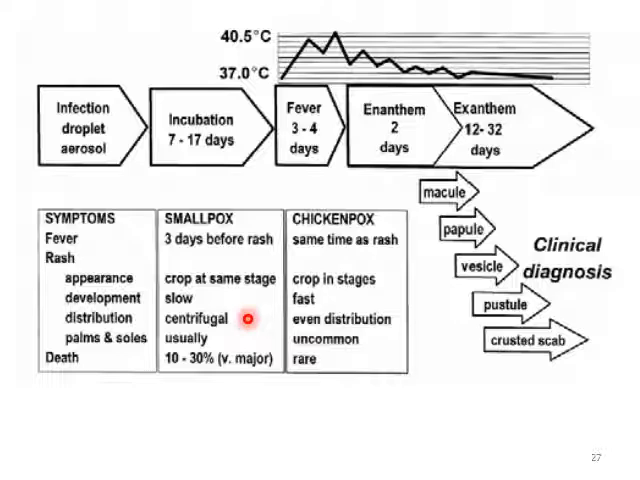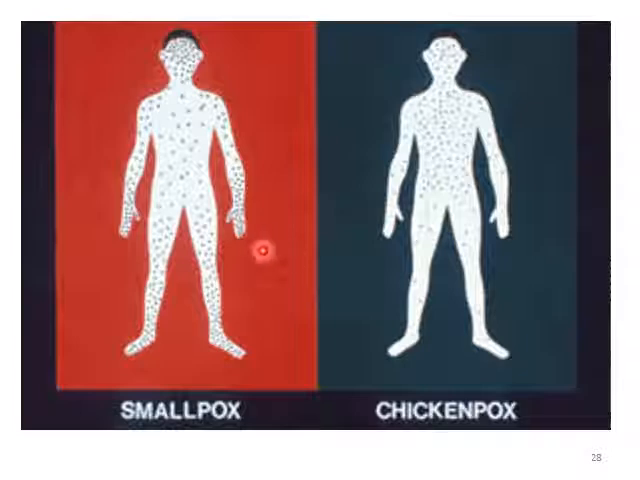The distribution of the rash is centrifugal in case of smallpox, that is, it is seen on the face and extremities, while in case of chickenpox, the distribution is even. The palms and soles are usually included in smallpox, and it is uncommon in case of chickenpox. The death rate is 10 to 30% in smallpox, that is by variola major, and it is very rare in chickenpox. You can see the distribution of both. In case of smallpox, the face and the extremities are involved more, that is the centrifugal distribution.